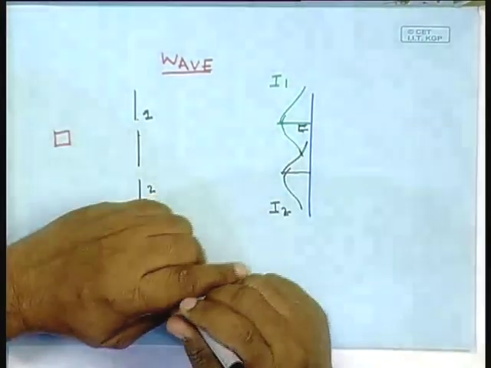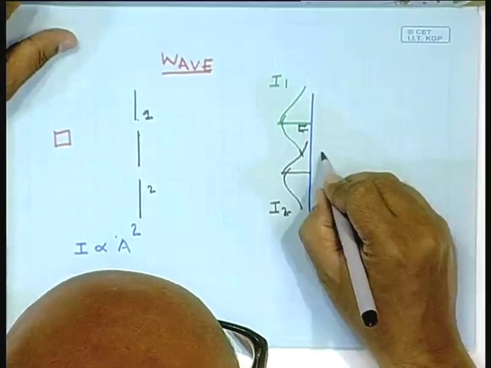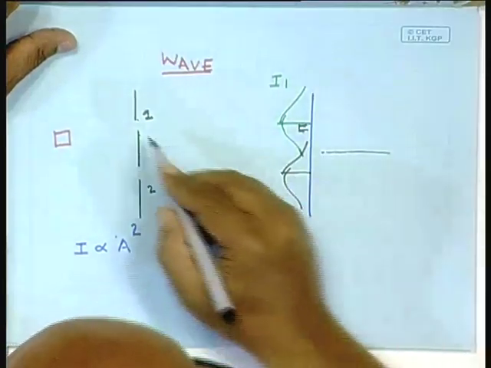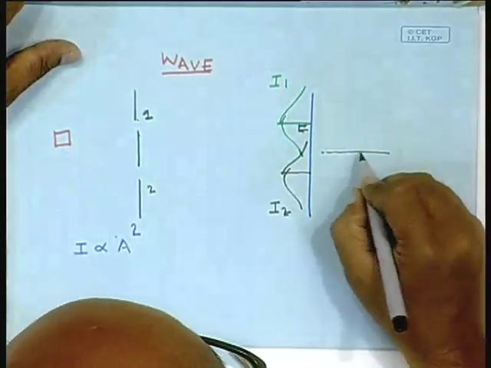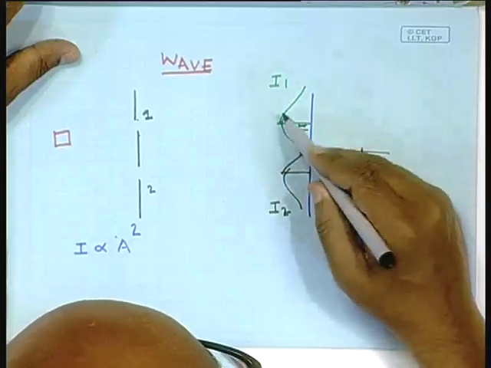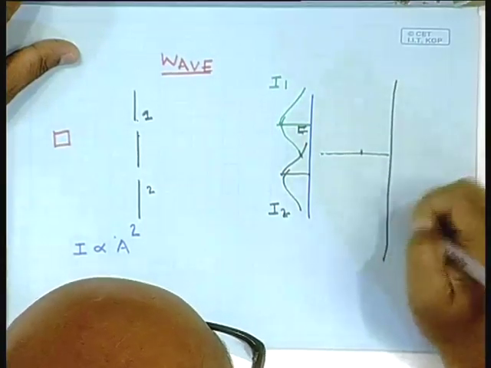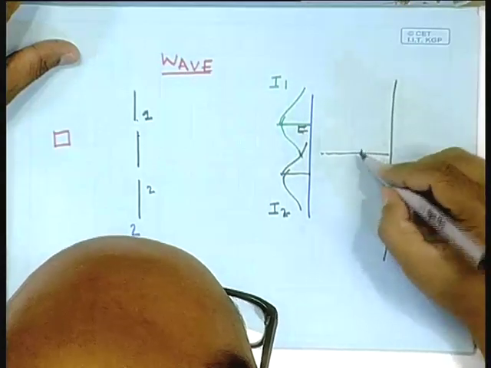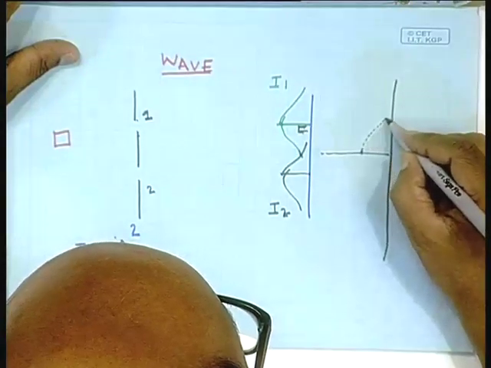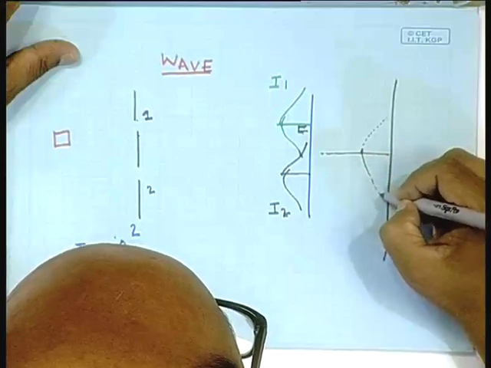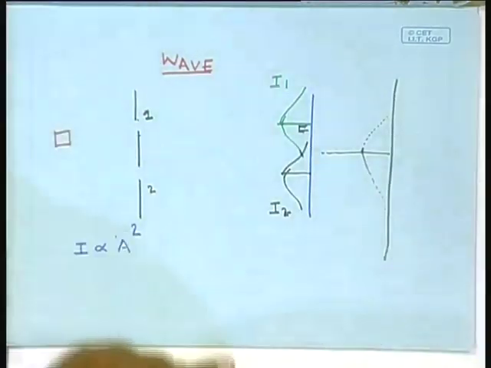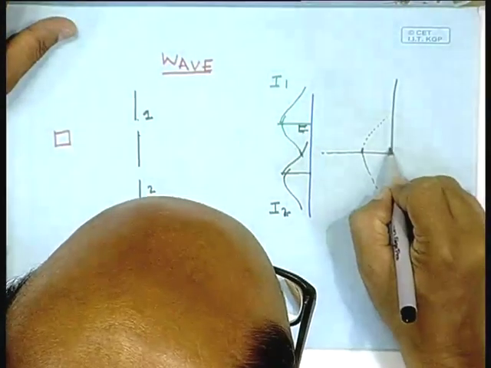So, finally it is going to look like this. The maxima is going to occur at the point in the middle of the two slits and is going to be modulated by this. So, I can also draw that this is what the intensity is going to look like. And the intensity pattern is going to look something like this.